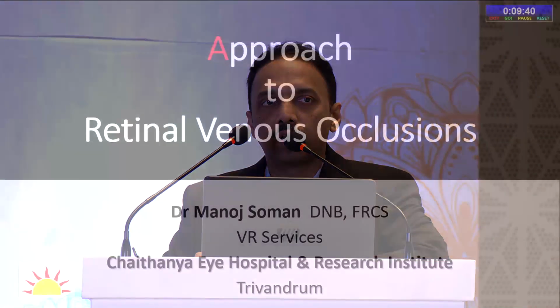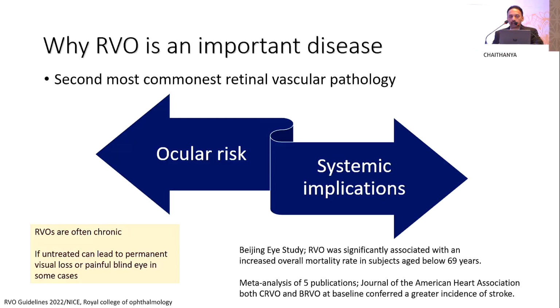Thank you, Dr. Uni. I'll be talking to you on an algorithm-based approach to retinal vein occlusion. Now, we all know that it's an important disease too, along with diabetic retinopathy. It's a common retinal vascular pathology, and because of its implications, some of these cases, if left untreated, can lead to permanent visual loss or blindness. And more importantly, there is a strong systemic association with this disease. There's a higher incidence of cardiovascular events, including stroke, that is associated.